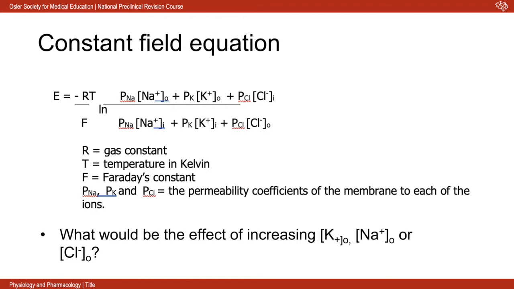And finally, increasing the extracellular chloride would make the membrane potential more negative because it would increase the concentration gradient for chloride influx. So more negative charge would enter the cell. And so therefore, changes in the extracellular concentration of any of the salient ions can dramatically impact the resting membrane potential.